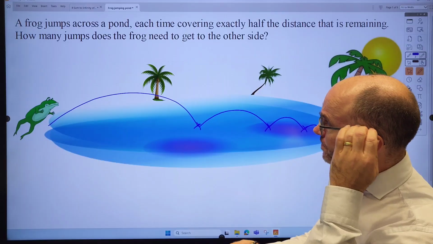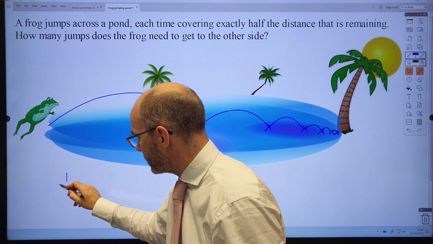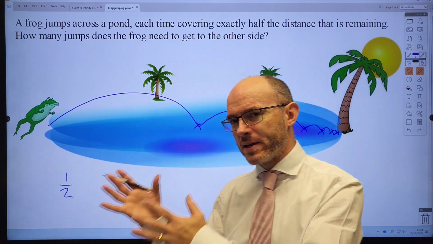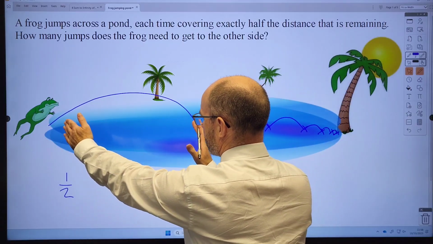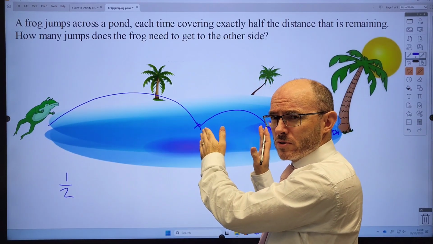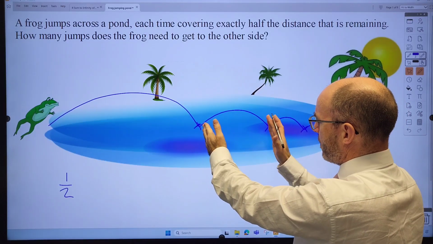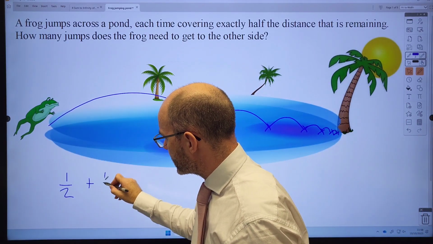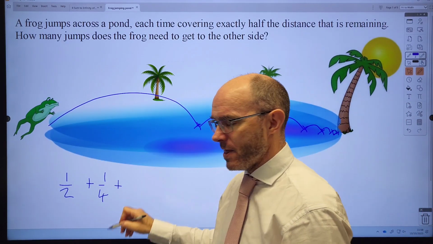So the first jump the frog makes is half the remaining distance. So that's that there. That represents 1/2. And then half the remaining distance again. So that's going to be a quarter, isn't it? So you've got half the distance remaining. Half of that is 1/4. So the frog is now going to jump 1/4 of the pond. And then you get the idea.